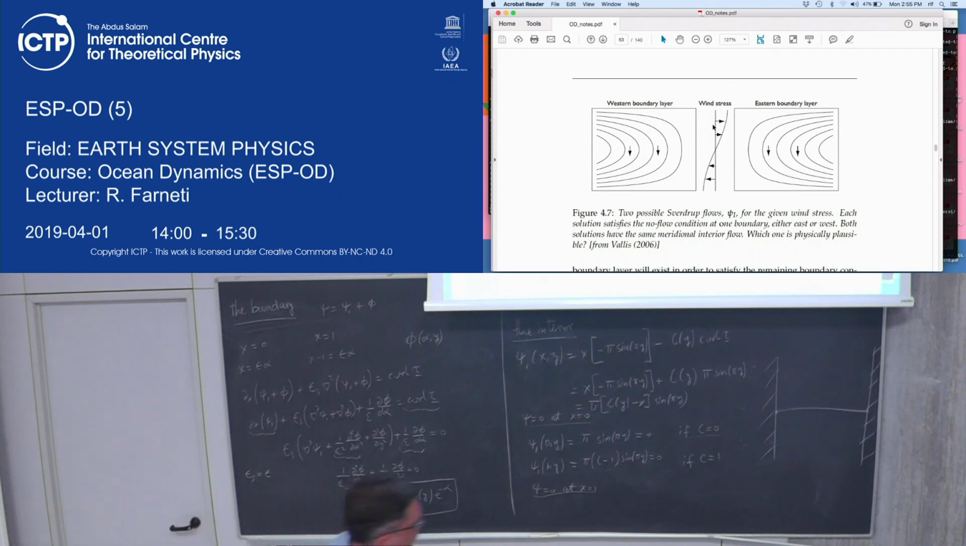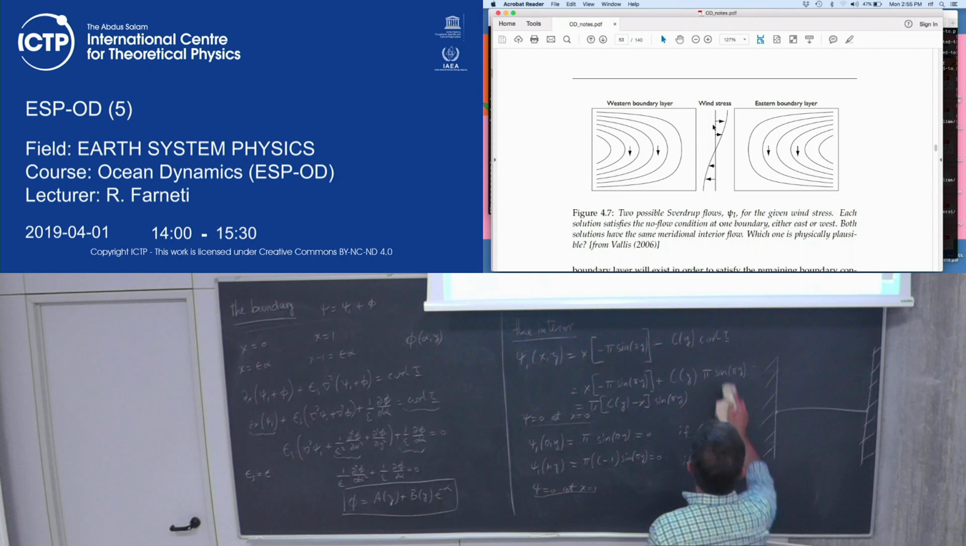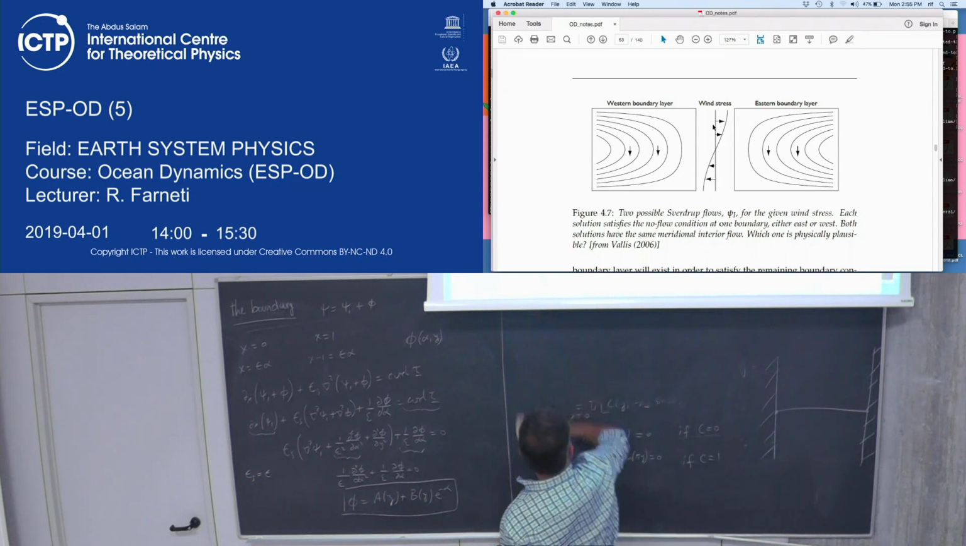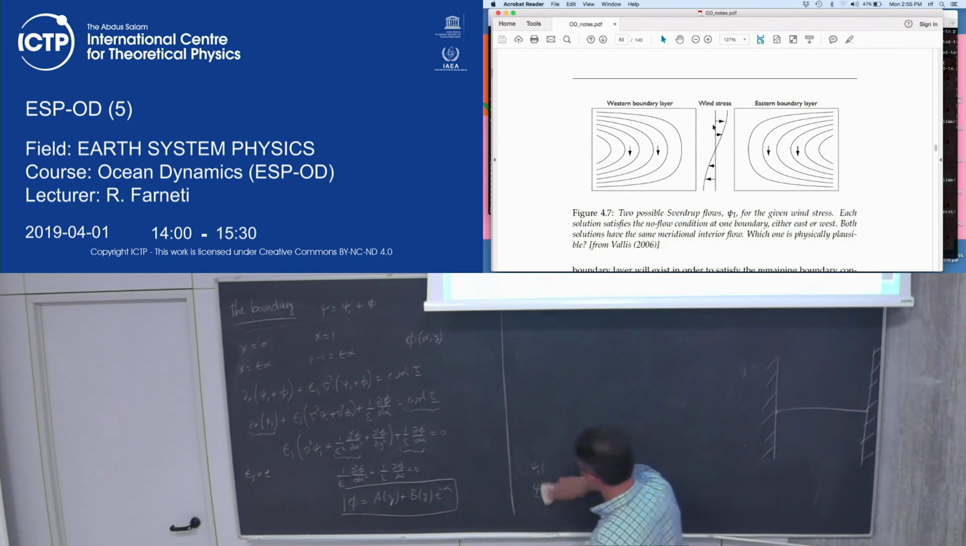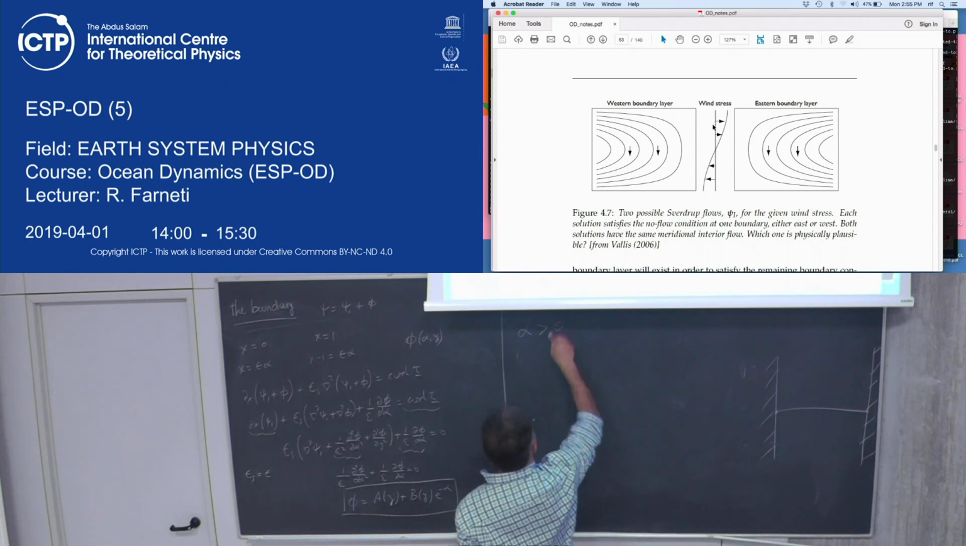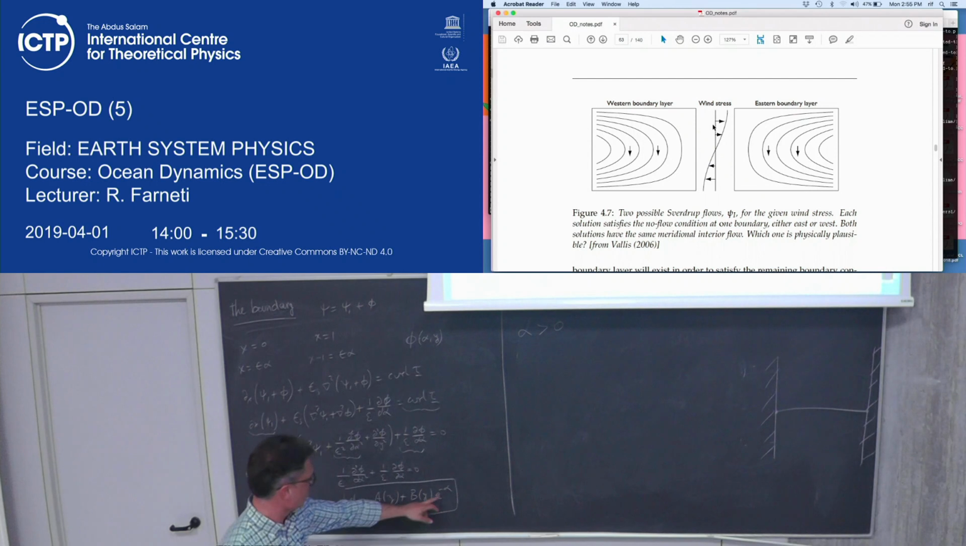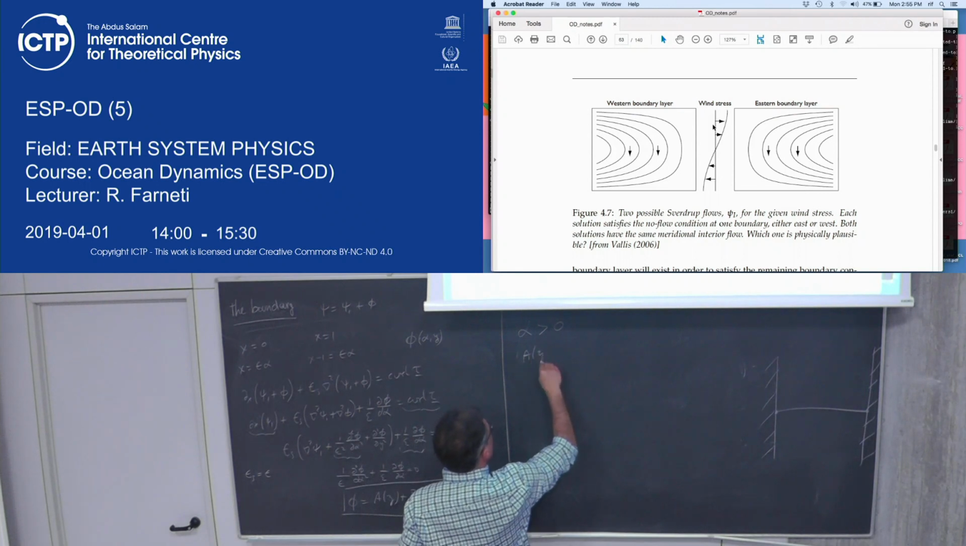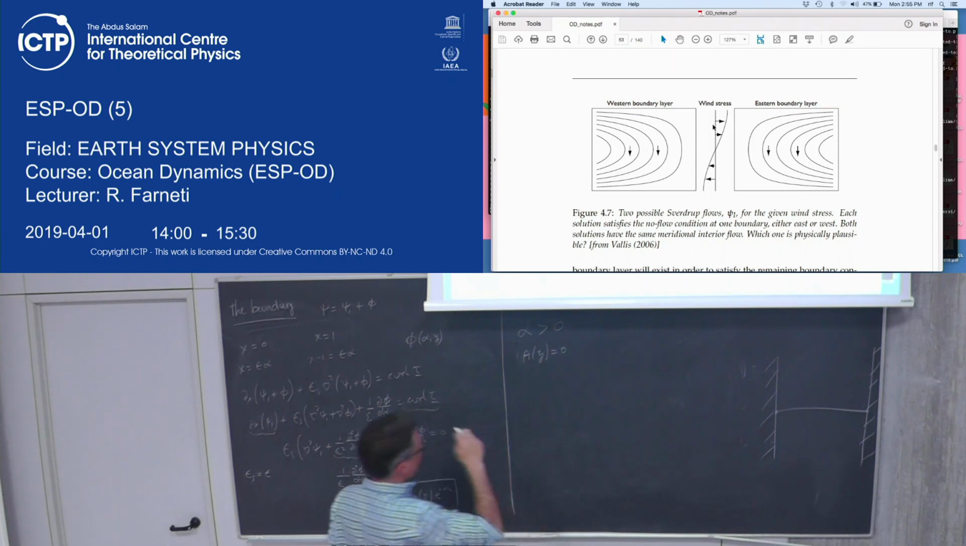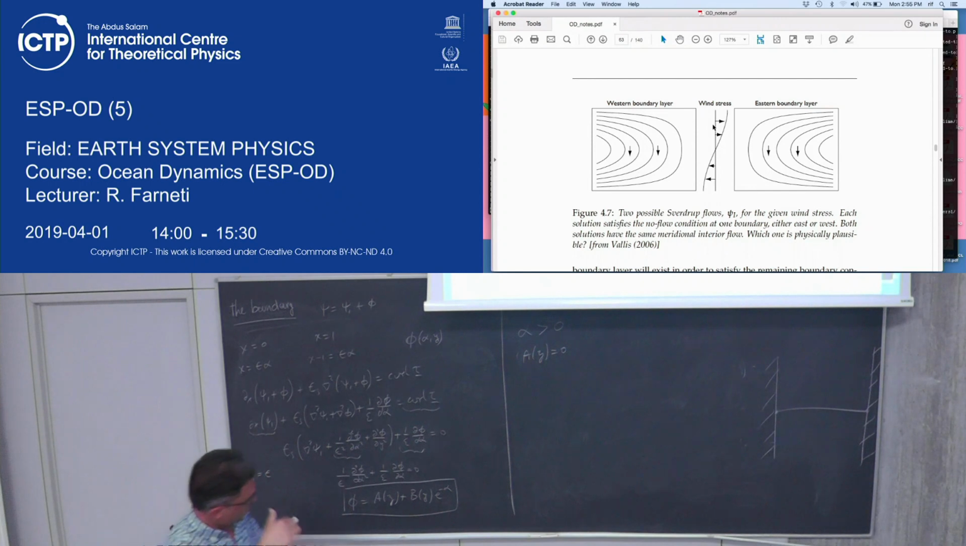So we choose two things in order to make it realistic. We say that alpha is positive, so this is negative. And then we say that A is equal to zero. So we're left with B e to the minus alpha, and alpha is positive.